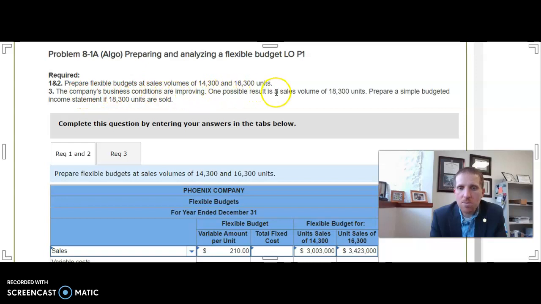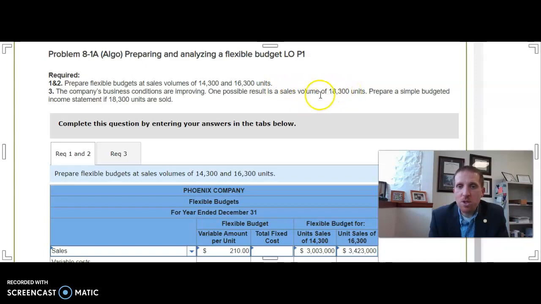conditions are improving. One possible result is sales volume of this particular question is 18,300 units. Prepare a simple budgeted income statement if 18,300 units are sold. So the value for this problem, for this question, is going to be 3,000 subtracted from this number, okay? So this particular problem, it's saying 18,300.